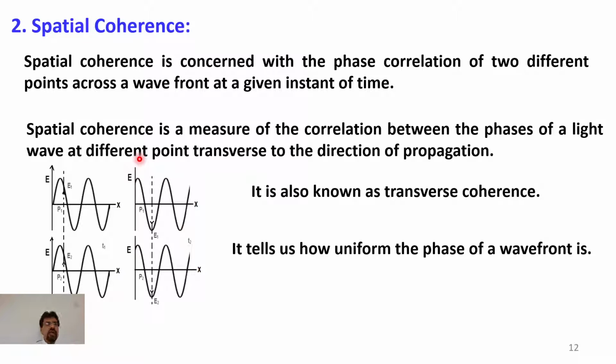In another way, we can say that the spatial coherence is a measure of the correlation between the phases of the light wave at different points transverse to the direction of propagation. The spatial coherence is also known as the transverse coherence. Friends, you know that in transverse propagation the particles of the medium move perpendicular to the direction of propagation.